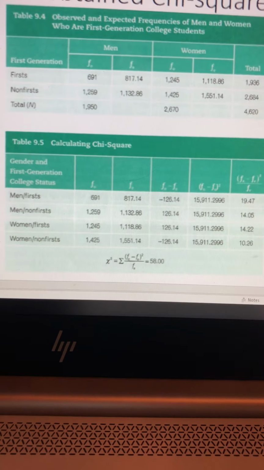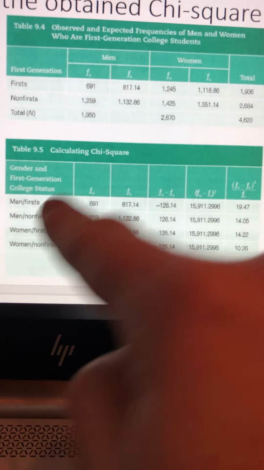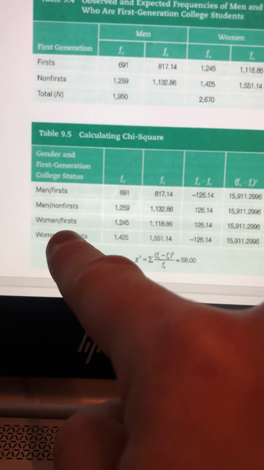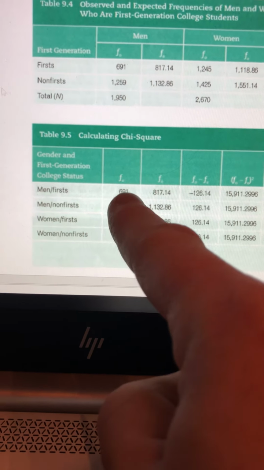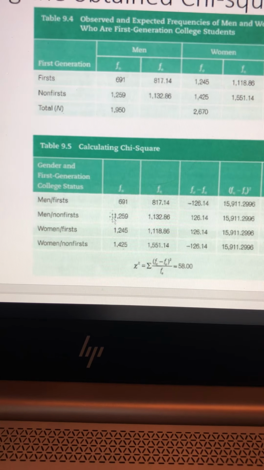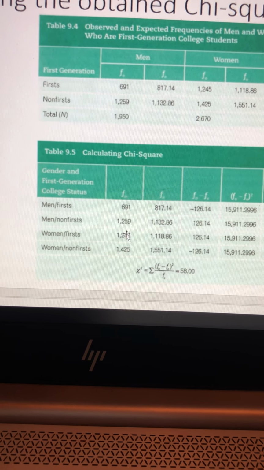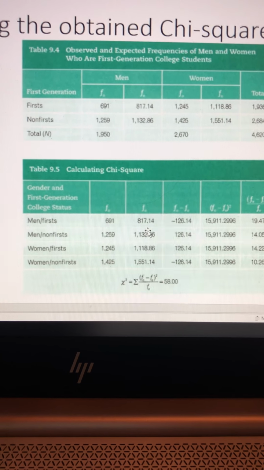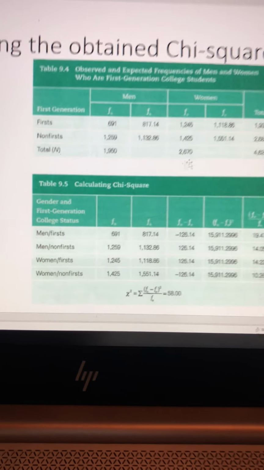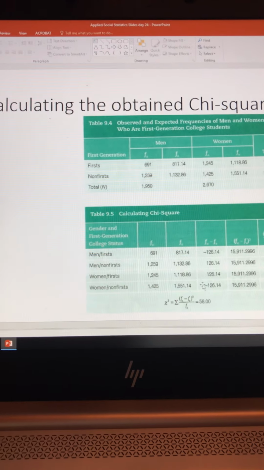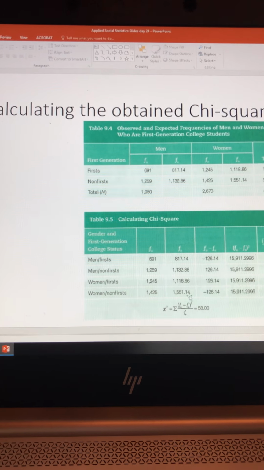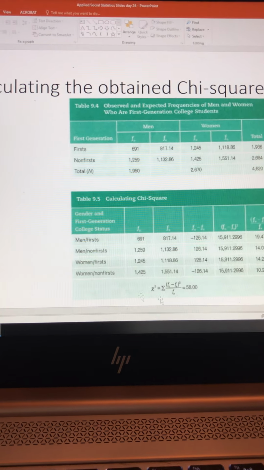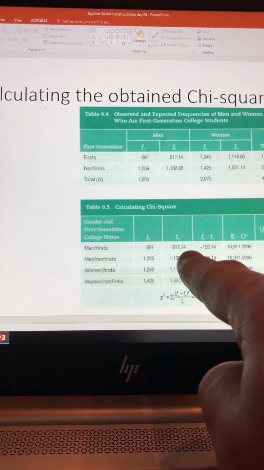So the first thing you want to set up is your column for the observed. So men first, men non-first, women first, women non-first. This is what we observed. This isn't any surprise here. It's just the data we gathered. And then here are the expected frequencies, right? This is what you calculated. There's that 817 and that 1551 that we calculated. But here's your expected, here's your observed.